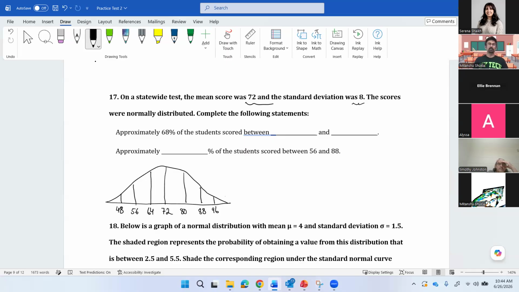Okay. So, yeah, they want us to find the range that is in the middle 68%. So the middle 68 is one standard deviation away from the mean. That's in between 64 and 80.